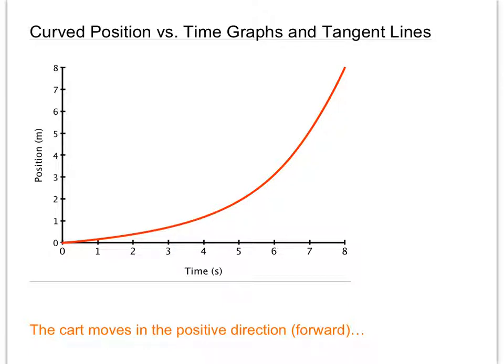Okay? And right now, based on what you knew last unit, all we can really conclude is that the cart moves in the positive direction. How can we tell that? Well, we know that it starts here at 0 and it ends up at 8, so its position just increased. So the fact that it just increased means that it's moving in the positive direction.